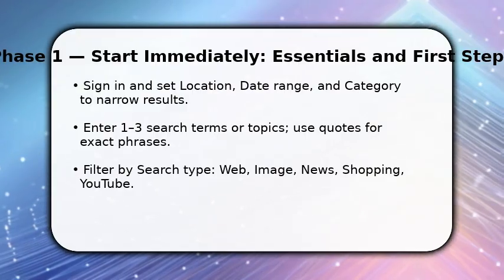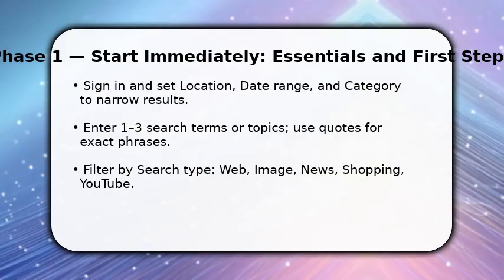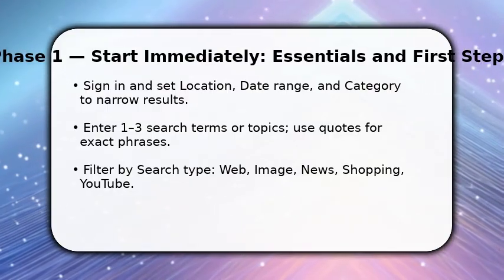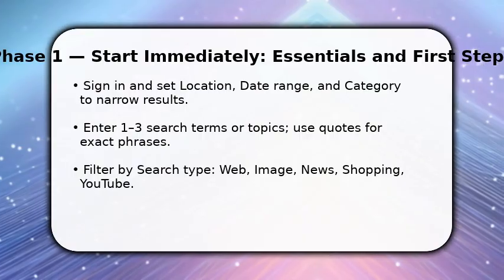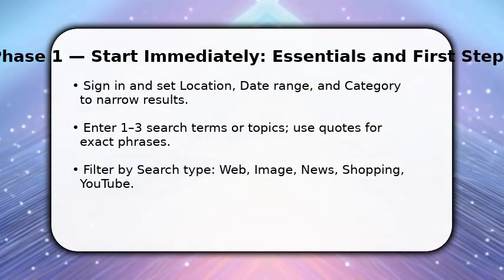Make sure to set search type, web, YouTube, shopping, because each shows different user intent. As you start, glance at interest over time to confirm signal strength. If it's flat, broaden the range or add regional filters. This gets you actionable data fast.